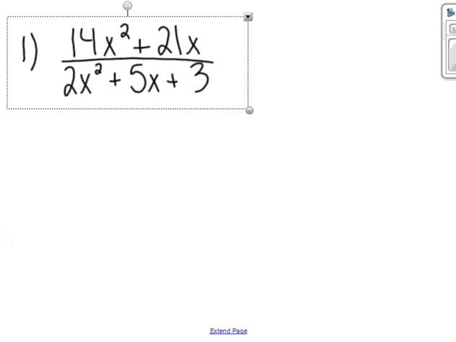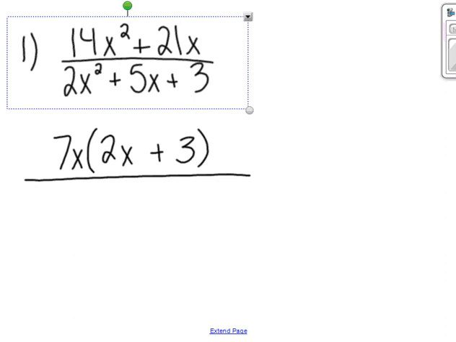On the numerator, check that you took out a greatest common factor. The greatest common factor on the numerator is 7x. So if I divide both by 7, I'm left with 2x plus 3.